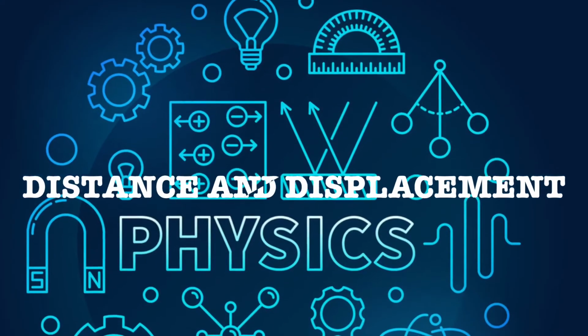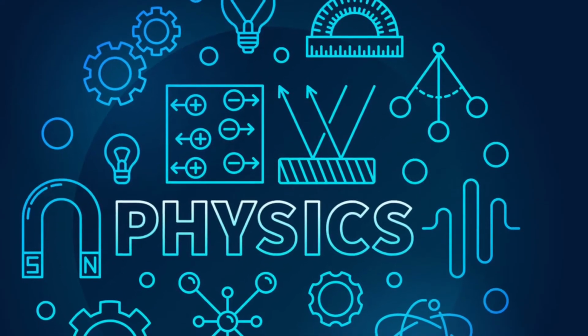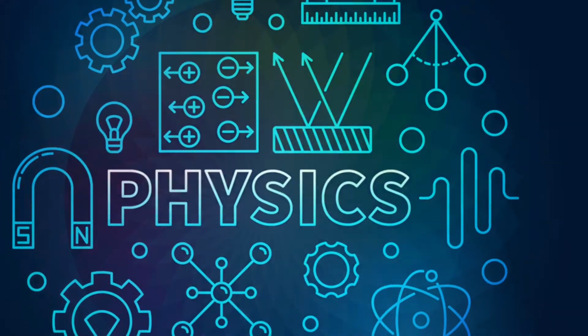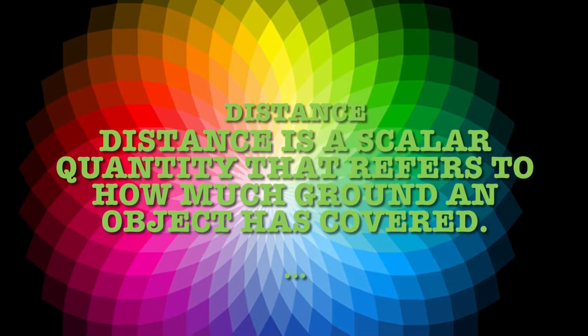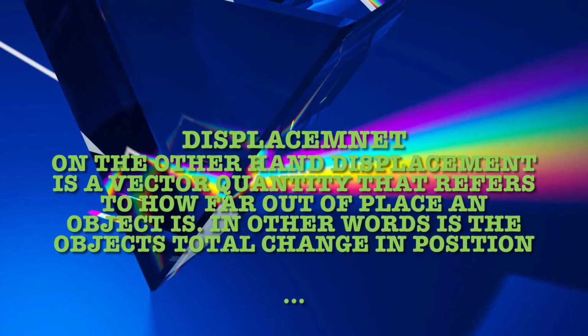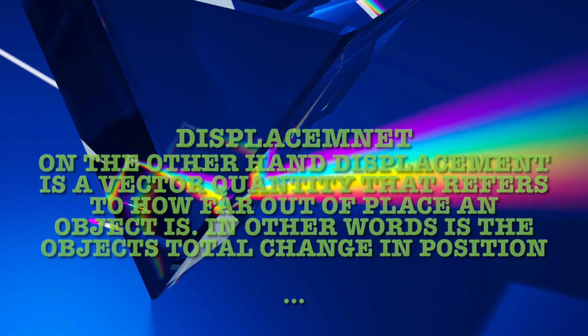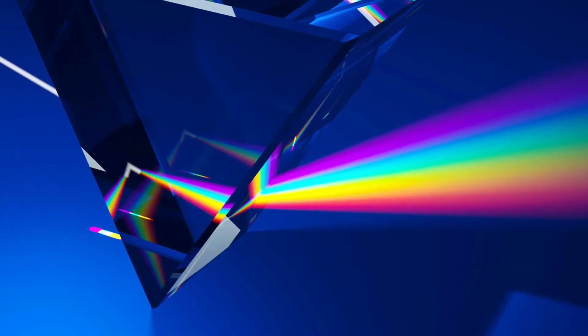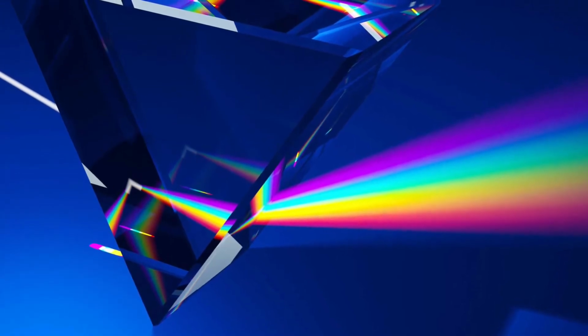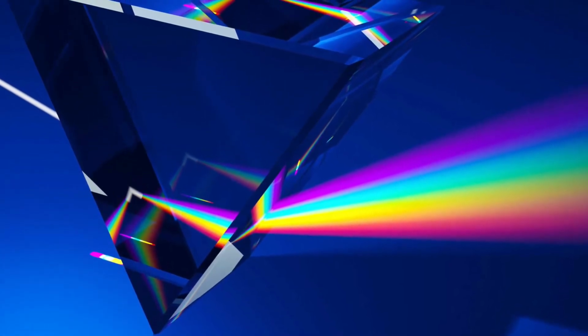So now that you know what speed and velocity are, we're going to move on to talking about displacement and distance. Distance is a scalar quantity that refers to how much ground an object has covered. Displacement, on the other hand, is a vector quantity that refers to how far out of place an object is. In other words, it's the object's total change in position.